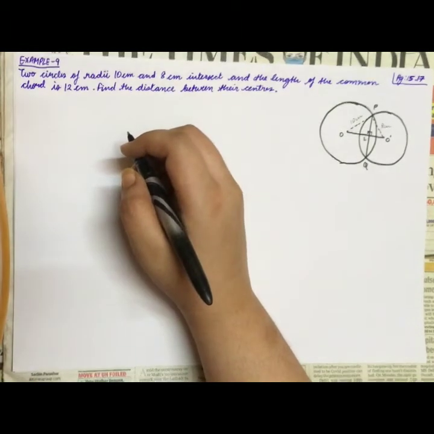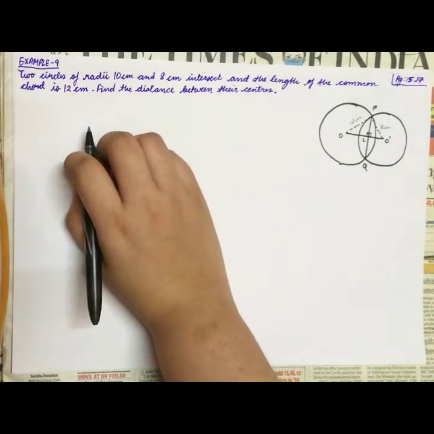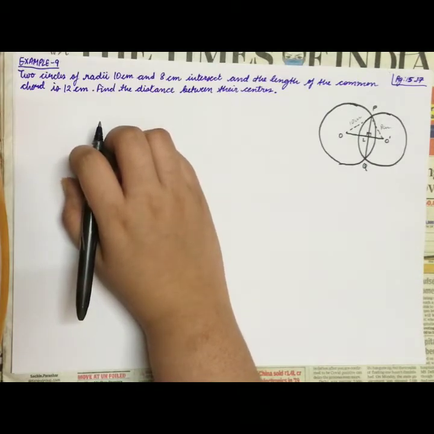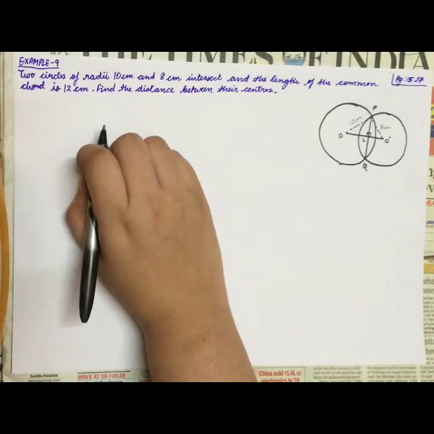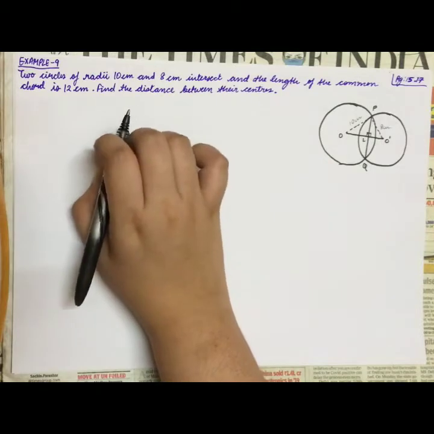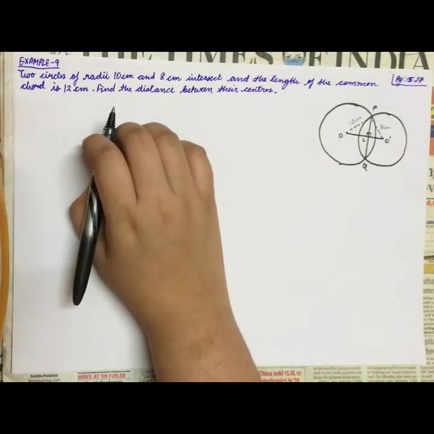Example number 9. Two circles of radii 10 cm and 8 cm intersect, and the length of the common chord is 12 cm. We have to find the distance between the centers. In this we have to find the length of OO dash. Now we will join OO dash such that OO dash will be perpendicular to PQ.